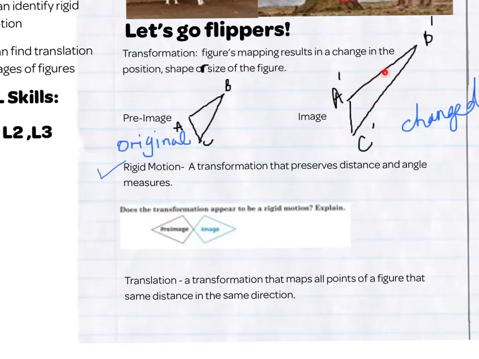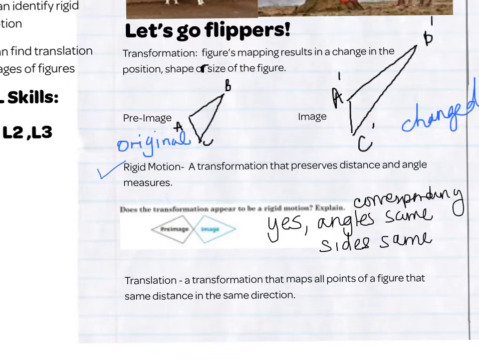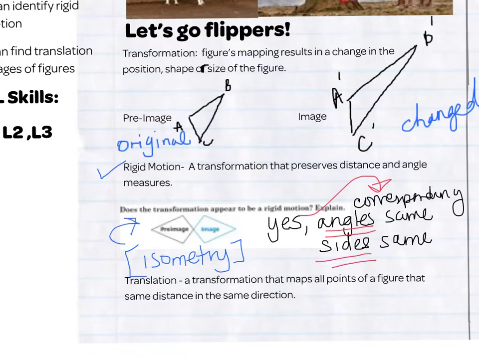Let's look at this example. It says, does the transformation appear to be a rigid motion? Explain. Here's our pre-image, and here's our image. It's very clear that the corresponding angles are the same, and the side lengths are also the same. So this is a rigid motion, because the corresponding angles and sides are the same. Now, it's important to write the word isometry. Isometry is a word that means same angle, same size, and congruent. So when we find things that have rigid motion, they are also isometric, or they have isometry.